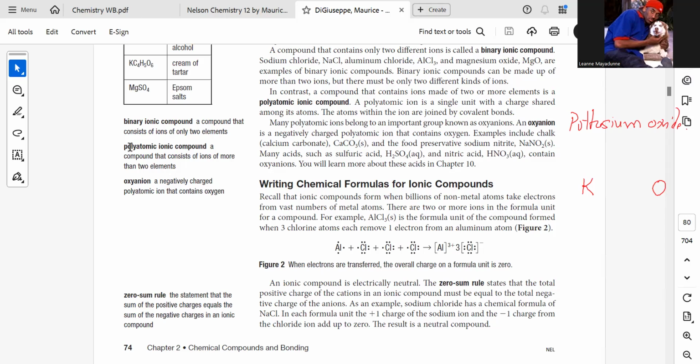So potassium has a bonding capacity of 1, but it's a metal, so plus 1. Oxygen has a bonding capacity of 2. Since it's a non-metal, it is minus 2. And then we just cross the charges and we get the formula. Correct?